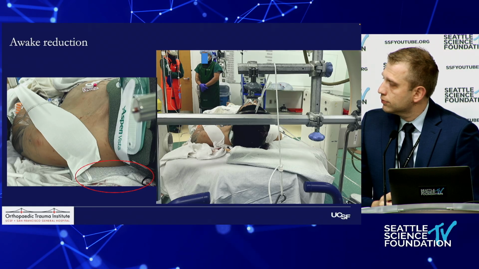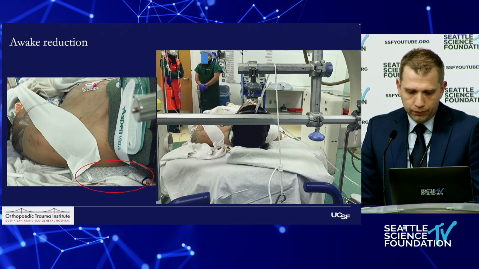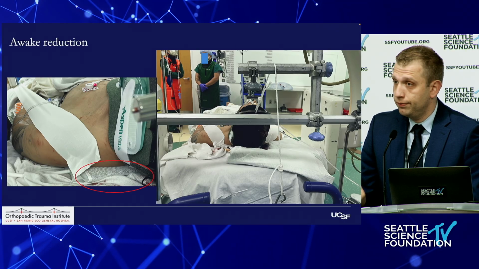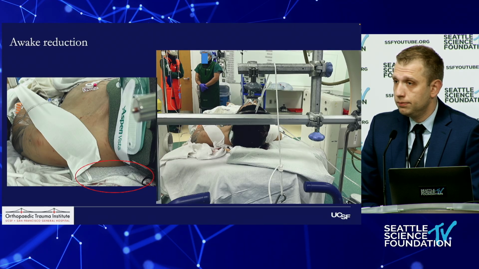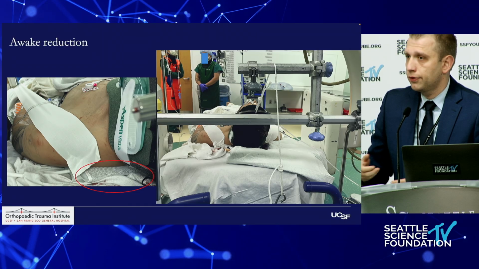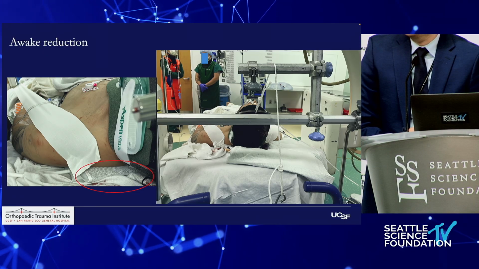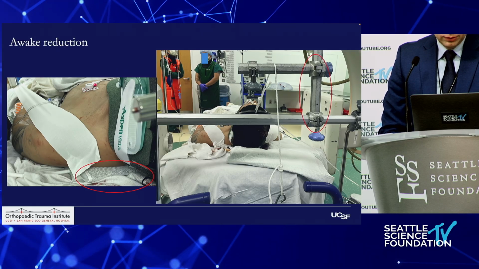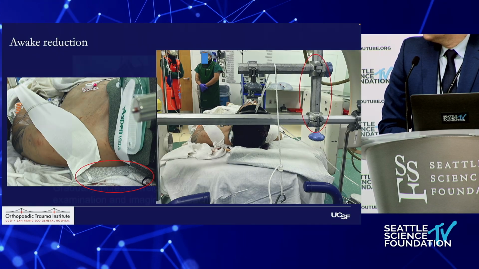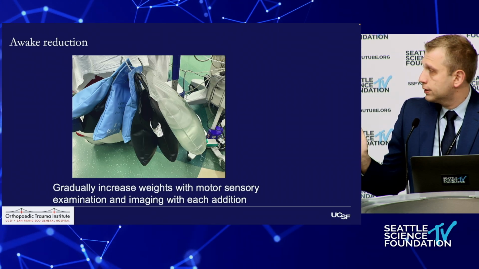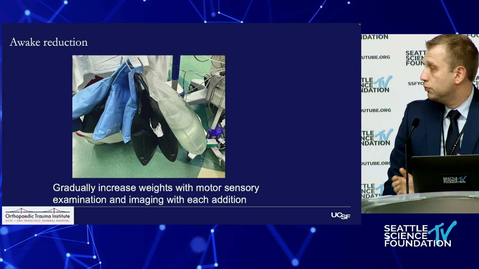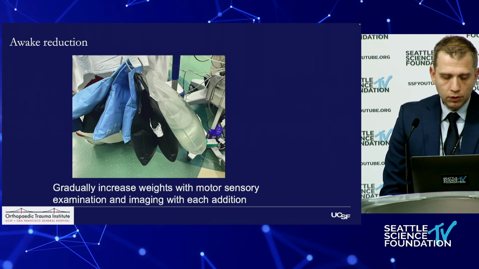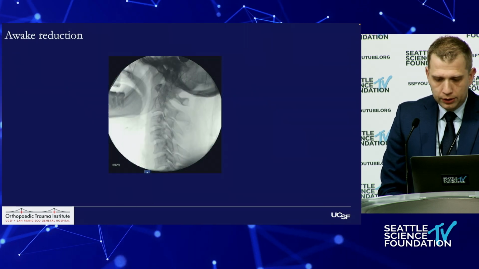And if you look at the red circle on the left over there, we put an A-line bag that could be inflated. The reason we do that is so that after we get the reduction, we're able to extend the patient without having to lift the scapula and put the bump in. And so we gradually increase the weights and then do motor and sensory examination after each time we add the weights.